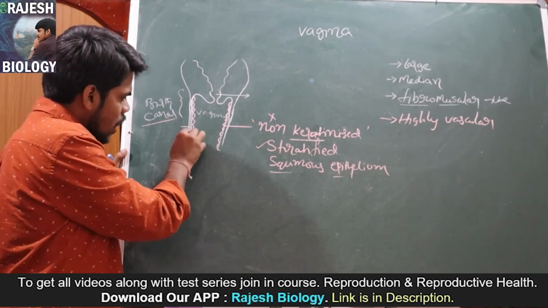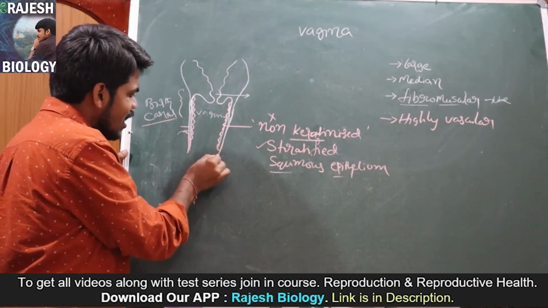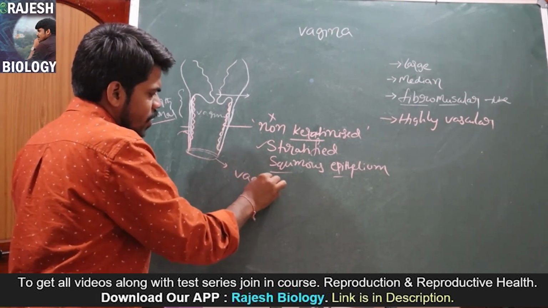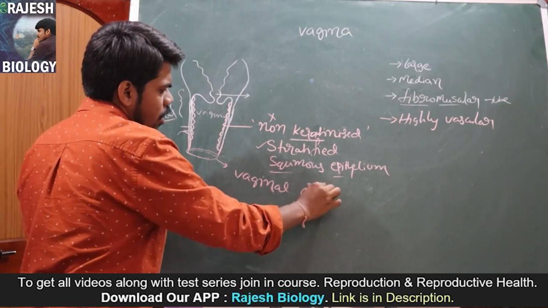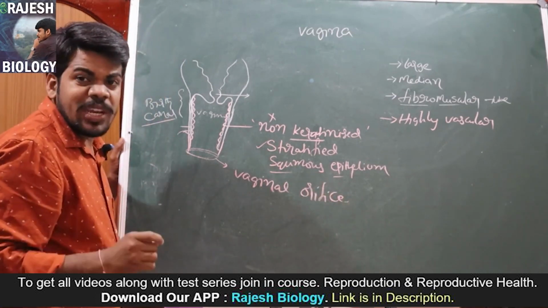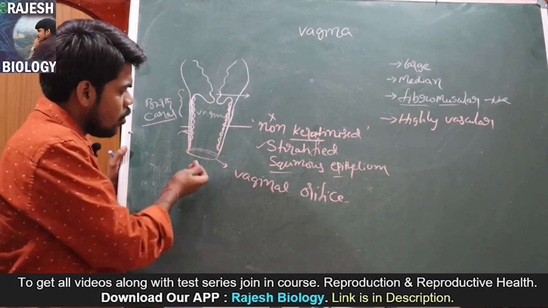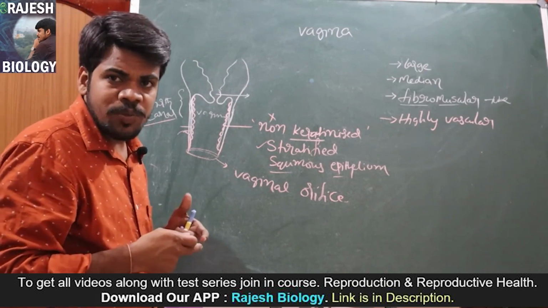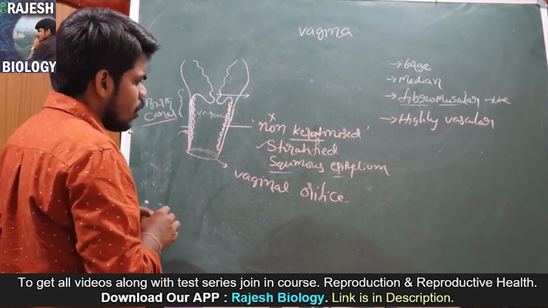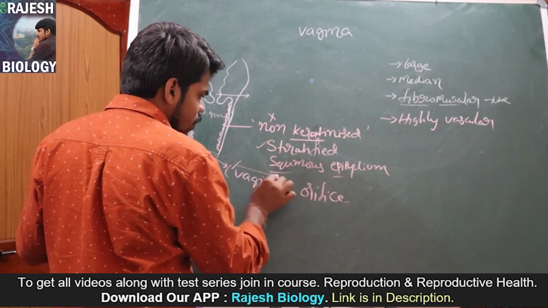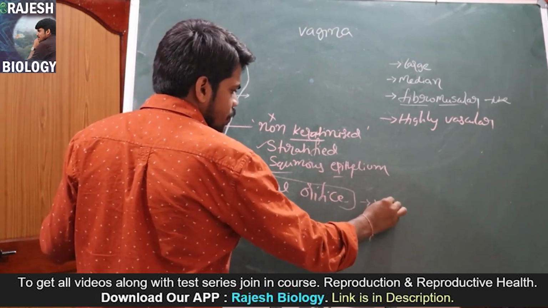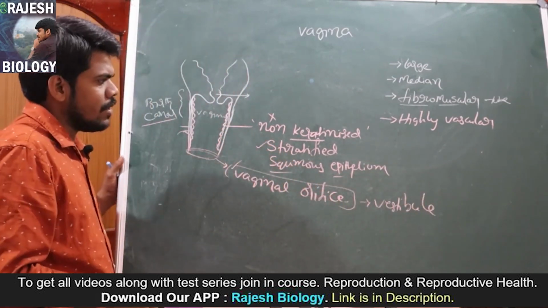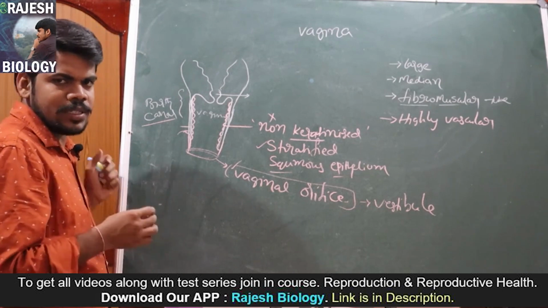The vagina opens out in the vestibule with the vaginal orifice. Orifice means hole, or aperture. It opens out with the help of the vaginal orifice. We will discuss the vestibule and everything now. So keep this in your mind: the vaginal orifice opens in the vestibule. Now I'll explain what is vestibule and external genitalia.